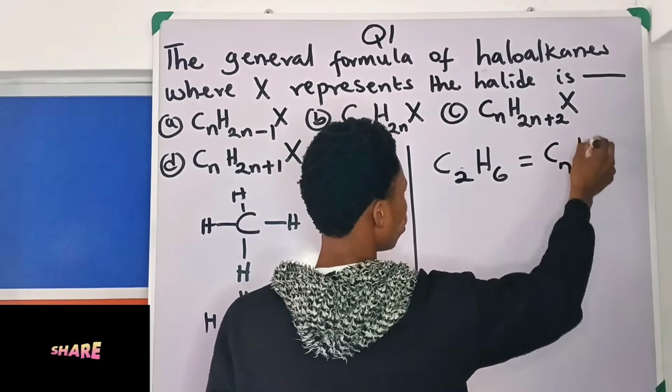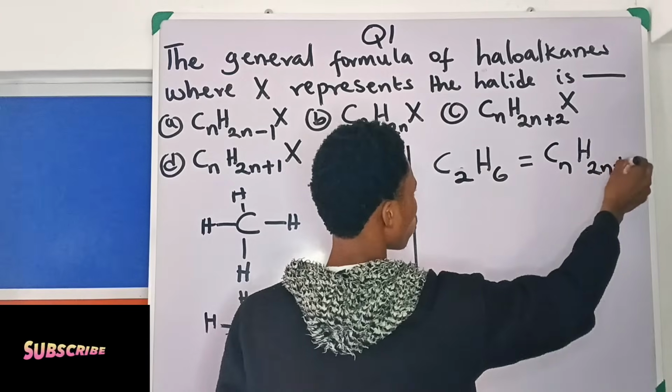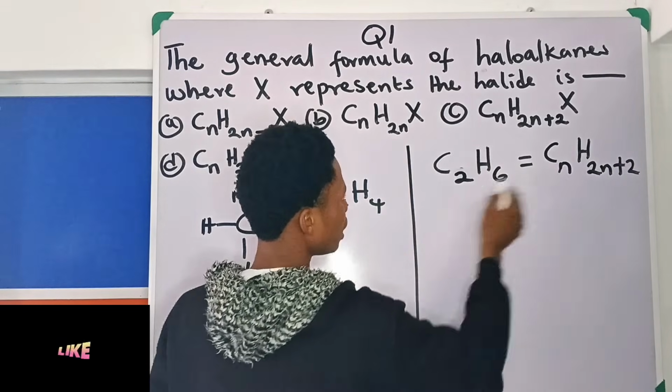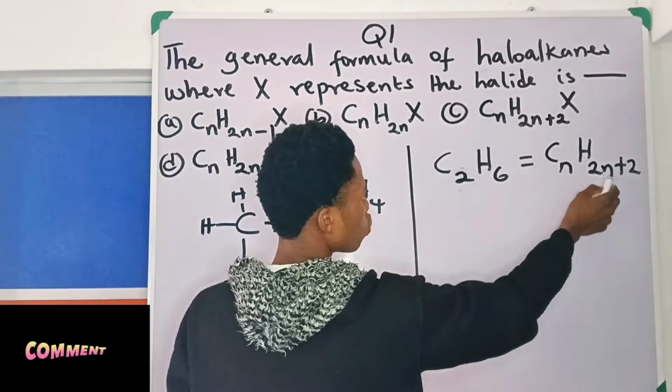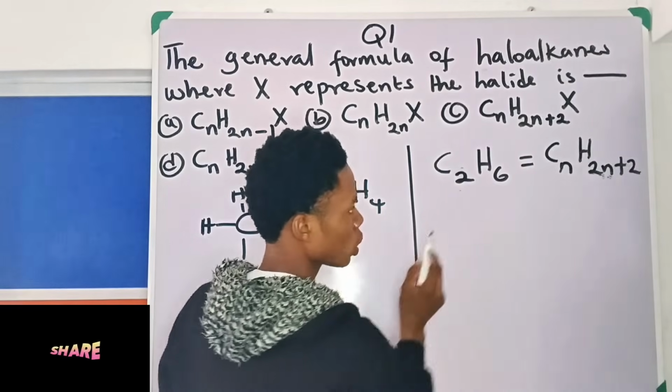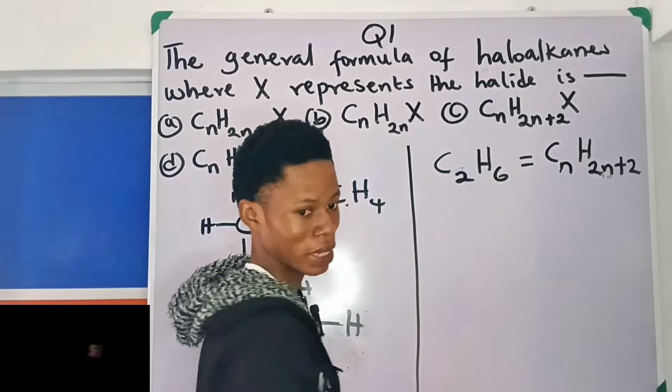CnH2n+2. Because now our n, in this case, is 2. So 2n, 2 times 2 will be what? 4. 4 plus 2 will give us 6, right? So this is the general formula of alkane.